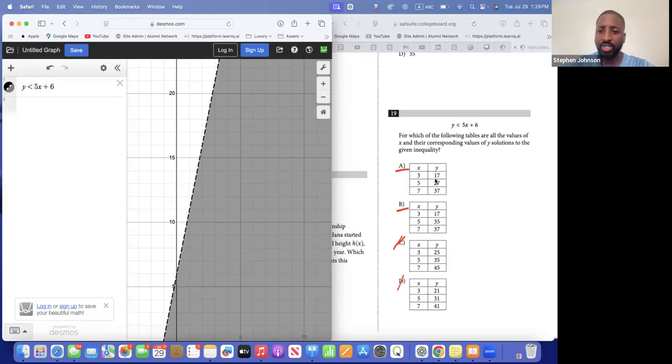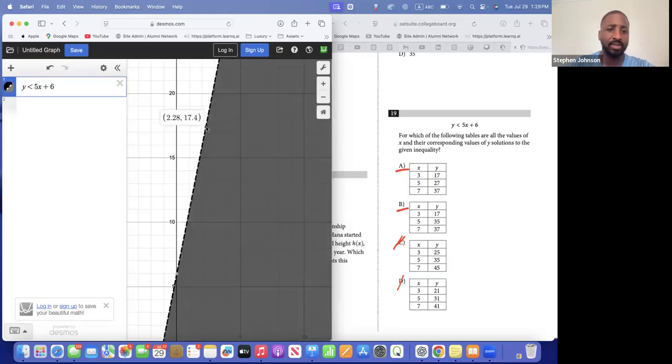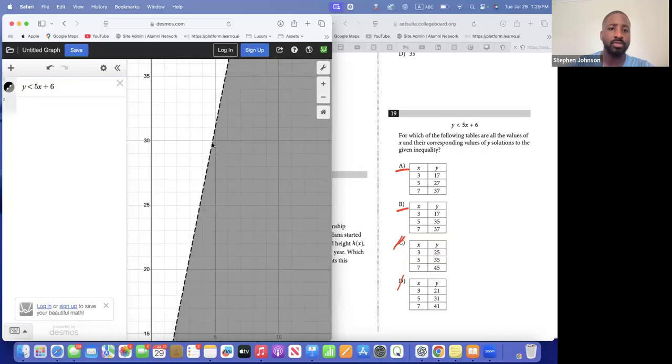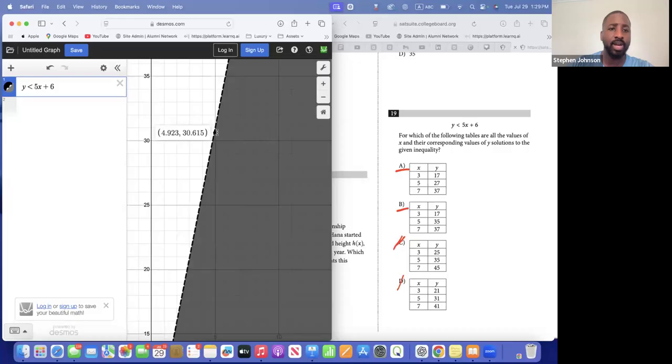Let's say about 5. Choice A says (5, 27). Let me continue to follow this up. All right, let's zoom down, and okay, there we go. On my graph, I see that when x is 5, it hits at 31. So (5, 27) would be within the shaded region, but (5, 35) would be outside of it. Therefore choice A is correct, because (3, 17) was inside the shaded region, and (5, 27) was also inside the shaded region. That's how we find our answer there.